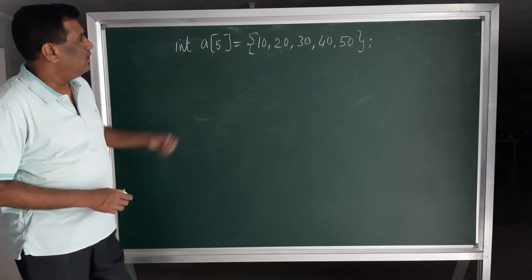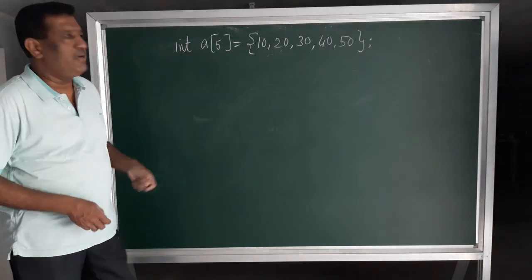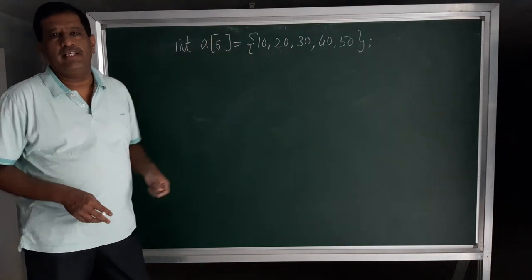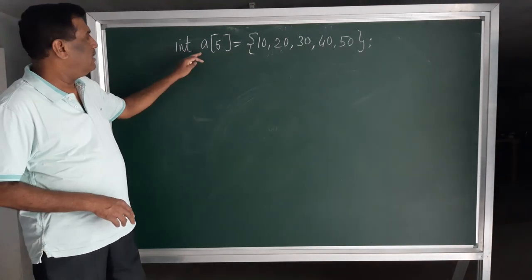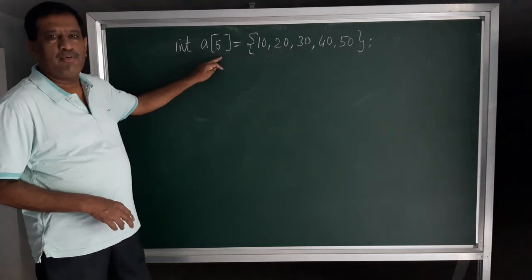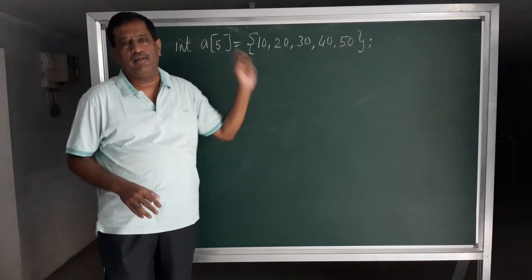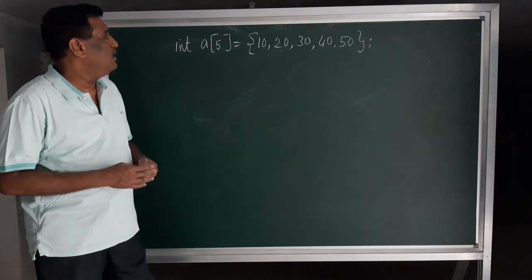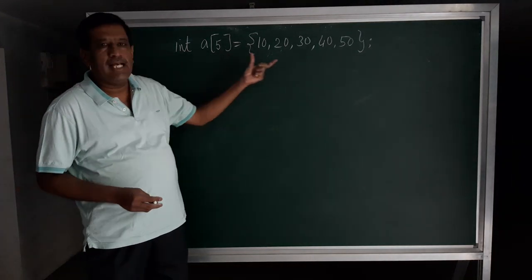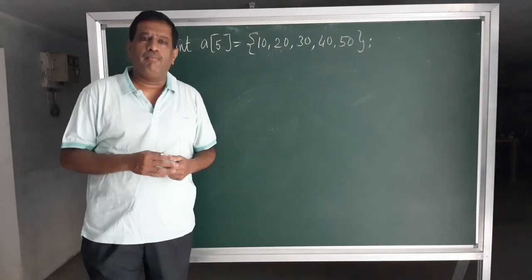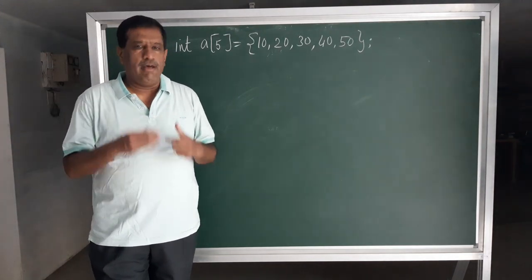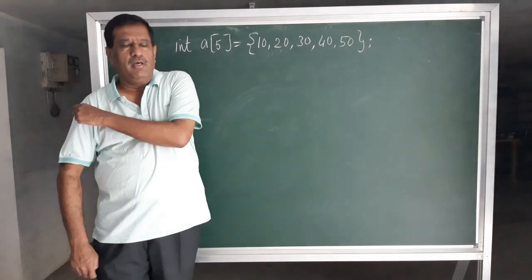Okay. Now, we know this particular statement, right? It's a declaration cum initialization statement. What it says is that array A has a maximum dimension of 5 and it is holding 5 elements, right? Now, sometimes what happens is, you are initializing the elements of an array. There's one important feature of C, particularly with respect to arrays.